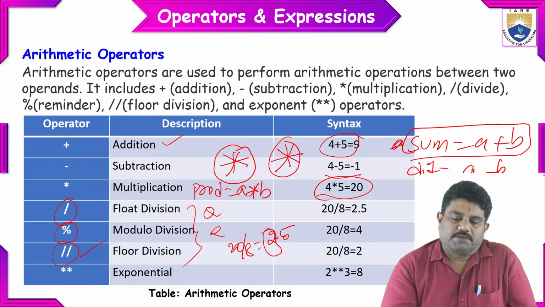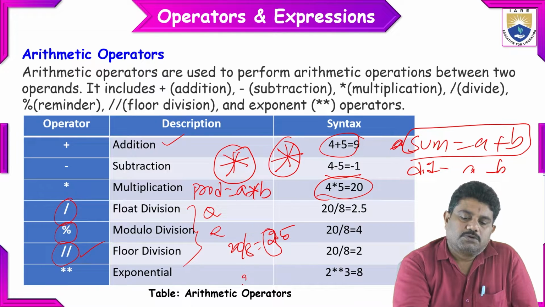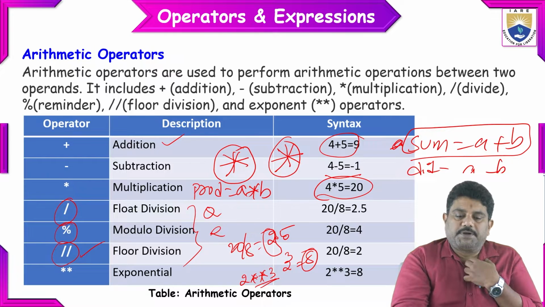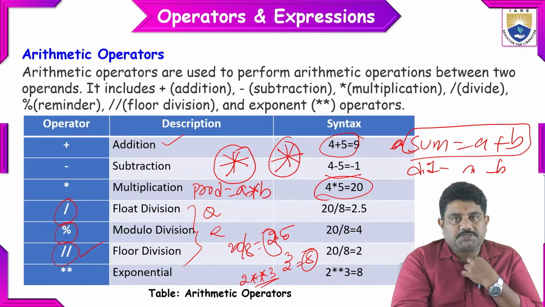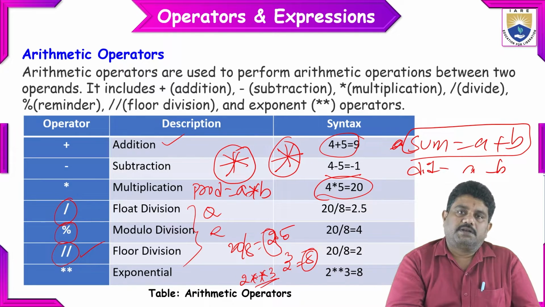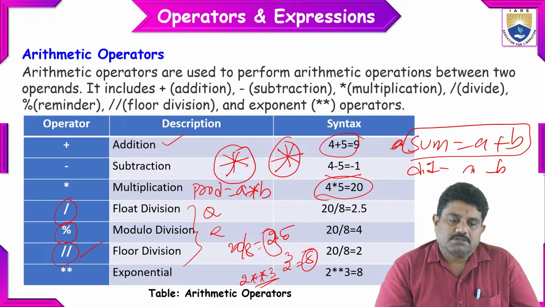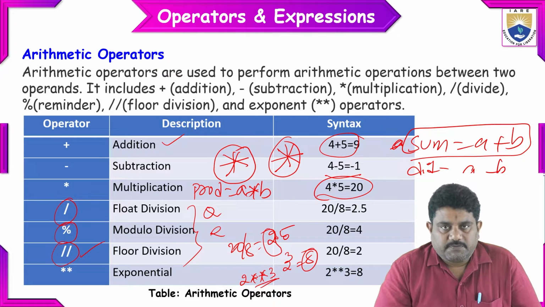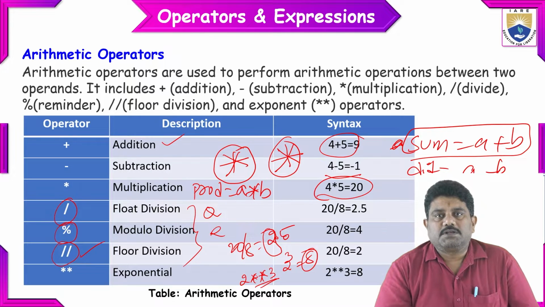Next, exponential, which is power. So 2 double star 3, if you mention it like this, is equivalent to 2 cube, which gives the output 8. So those are the arithmetic operators used for arithmetic operations. There are 7 arithmetic operators in Python. The first is addition, second subtraction, third multiplication, fourth division, fifth modulo division, sixth floor division, and seventh exponential.